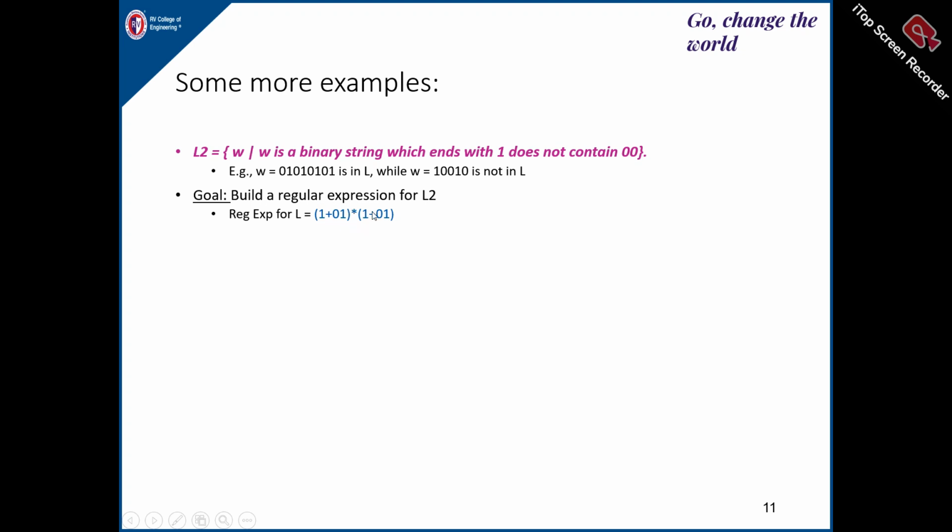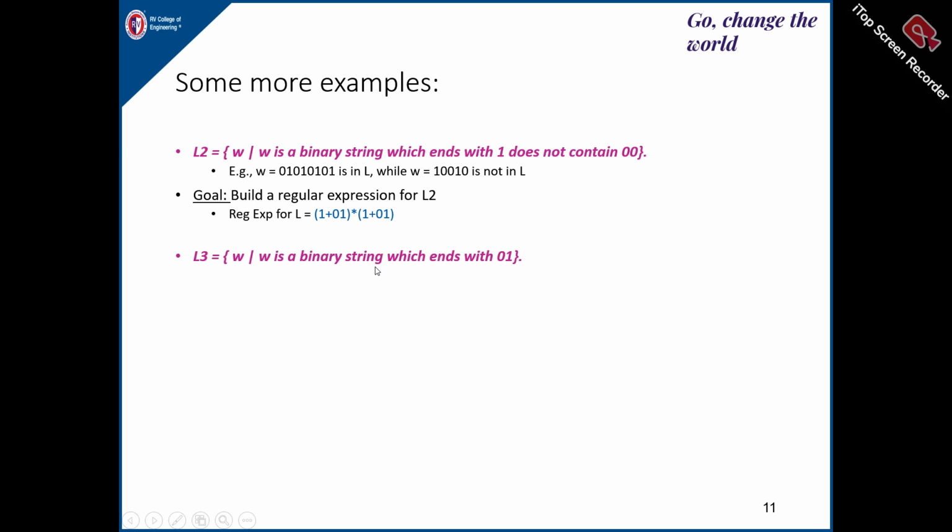All such strings will be generated from here. And since it has to end with 1 or 01, the minimum string length will be equal to 1. So it has to end with 1 or 01, and that is the meaning of this last part. The star could be generating the empty string, and it has to be concatenated with 1 or 01. So this is the regular expression for the required language.